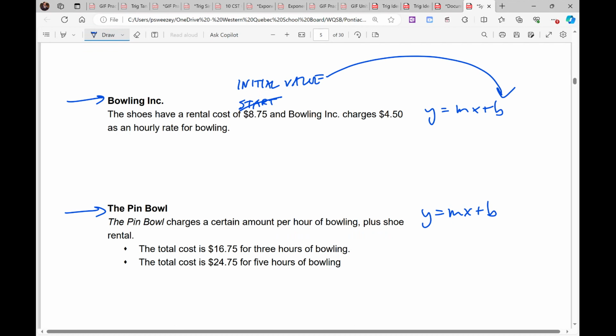So does the amount that I'm getting charged change every hour, or is it the same rate of change every single time? It's the same thing. $4.50. I go 2 hours, they're adding on another $4.50. I go 3 hours, they're adding on another $4.50. So for every hour, I'm going up by $4.50, meaning this is a rate of change. This is my slope. So what's the rule of this one? Positive 4.50x plus 8.75.